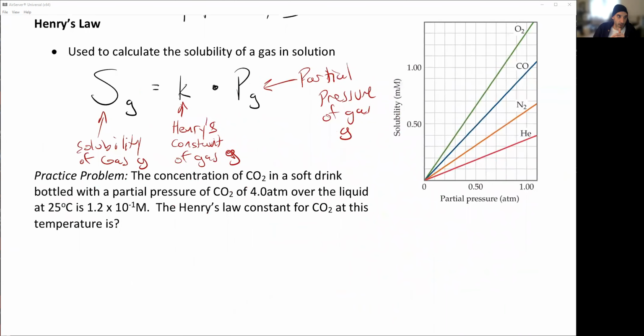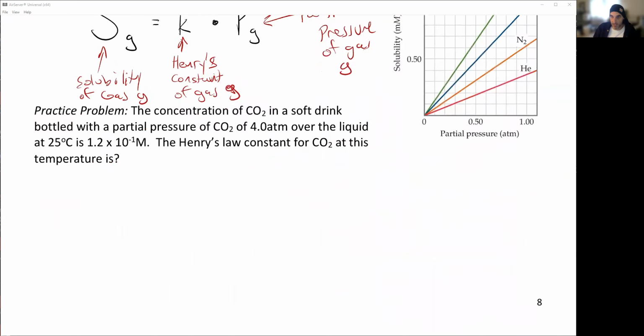So this is the practice problem using Henry's law: determine Henry's law constant using this. Again, I'll come back to this at the end and complete all these.